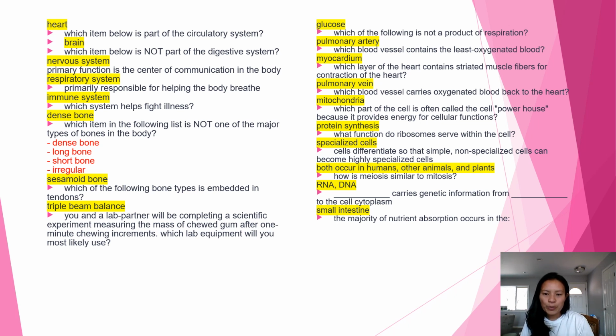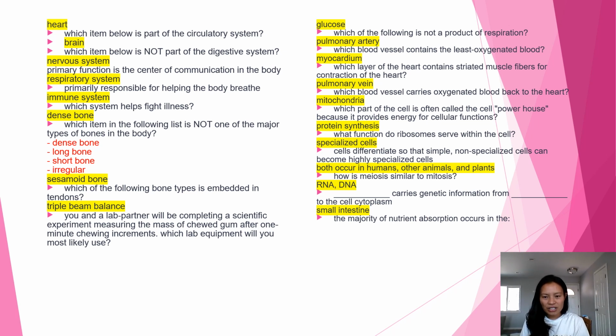Which part of the cell is often called the cell powerhouse because it provides energy for cellular functions? So I remember this in my PE class that mitochondria is the powerhouse of the cell. Yeah. Okay. What function do ribosomes serve within the cell? Ribosomes are responsible for protein synthesis.